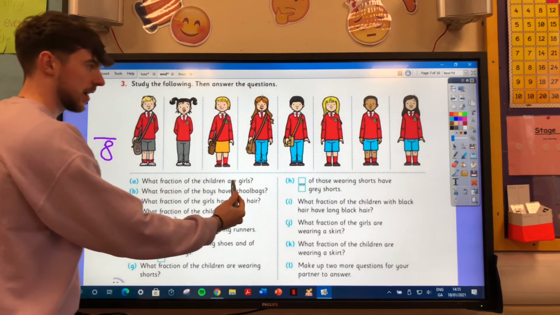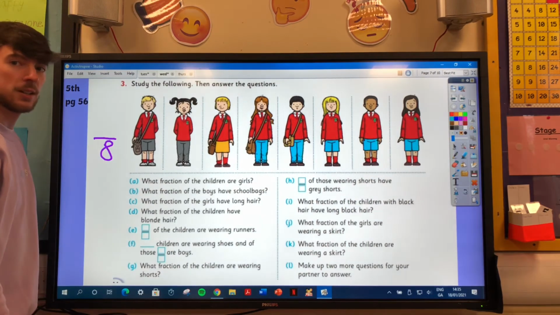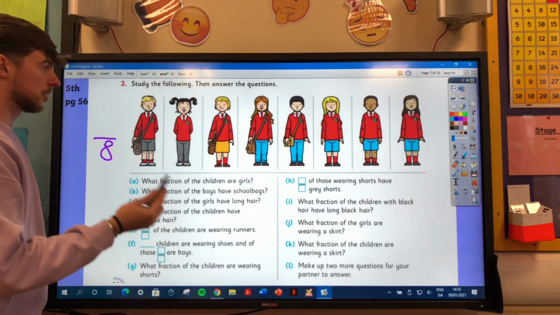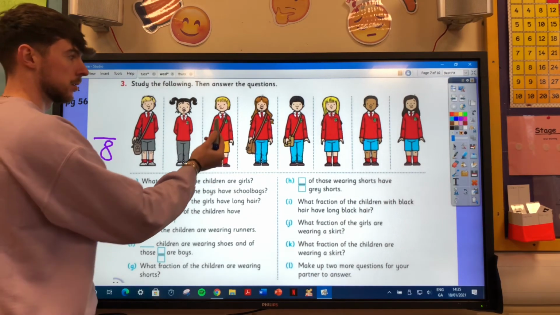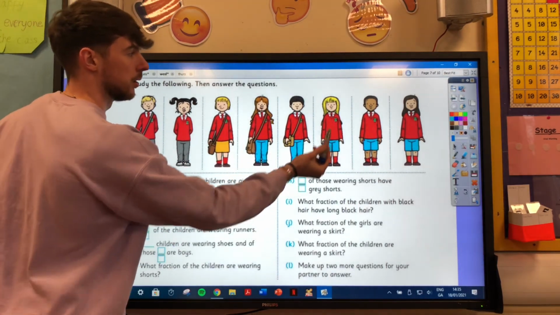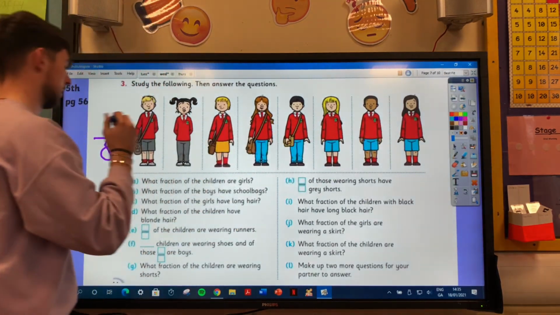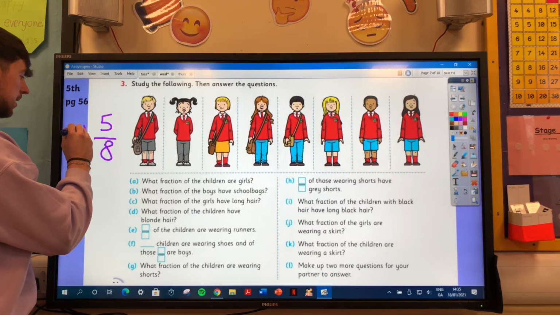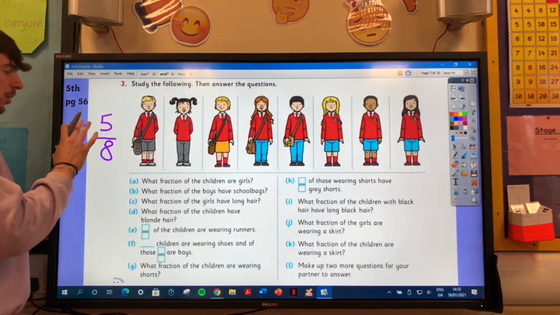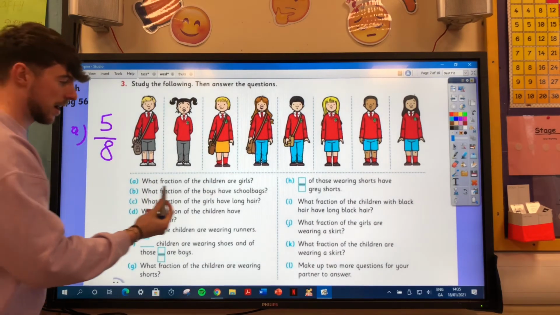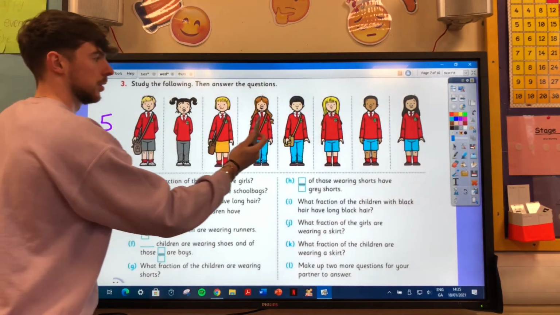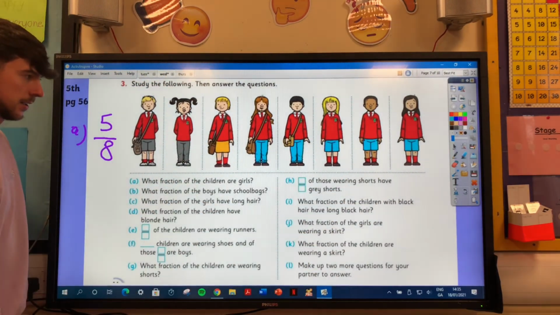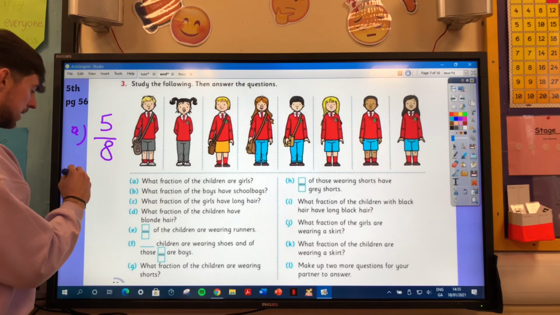So what fraction are girls? So this is our numerator now. So the part we're looking for. So our numerator is going to be 1, 2, 3, 4, 5. Okay? So 5 over 8. So that's A, right? A. So we're going to write down A, and we're going to write down our fraction. So 1, 2, 3, 4, 5. So 5 over 8.